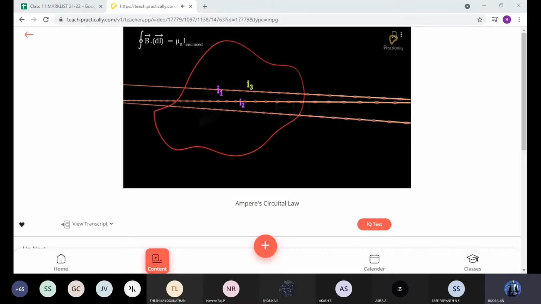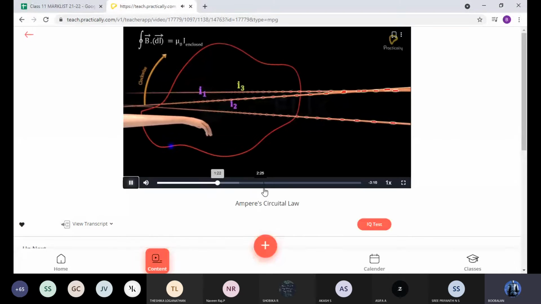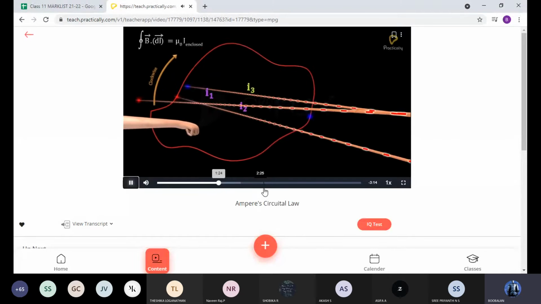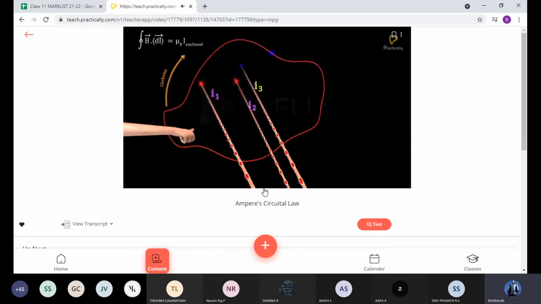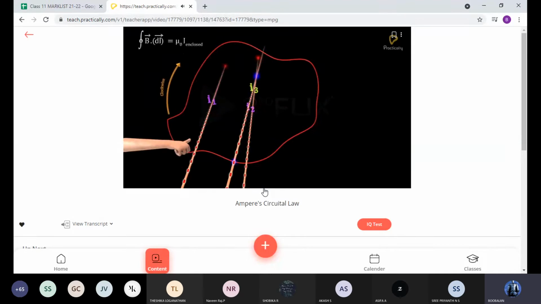The left-hand side integral can be evaluated either in the clockwise or in the anti-clockwise direction. Choose a direction. Curl the right-hand fingers in the direction chosen. Currents in the direction of the thumb are considered to be positive. Currents in the opposite direction are negative.